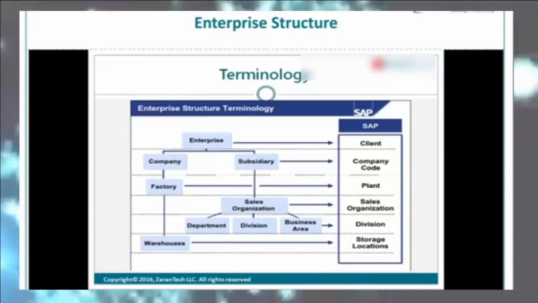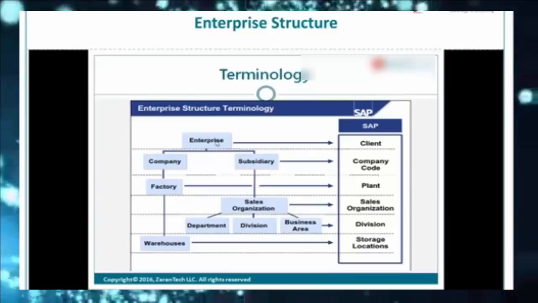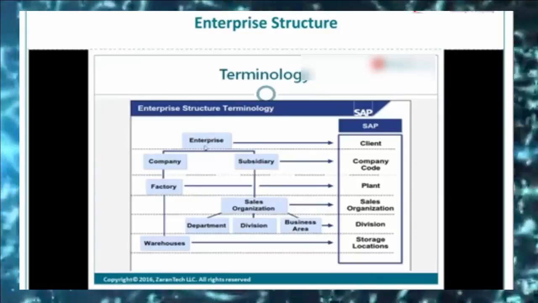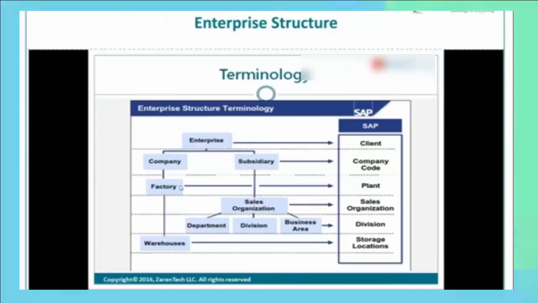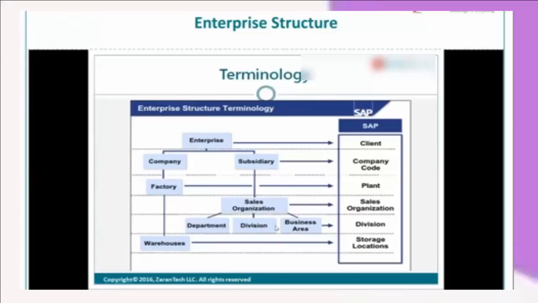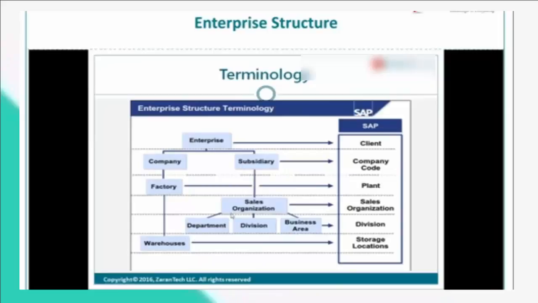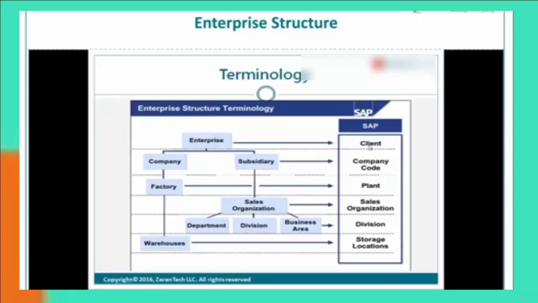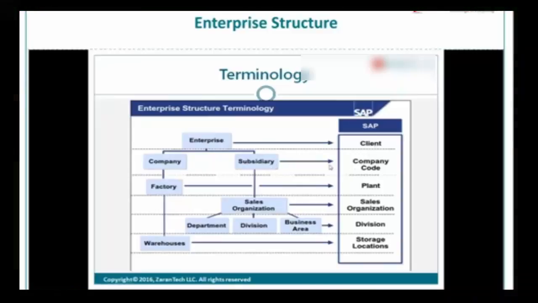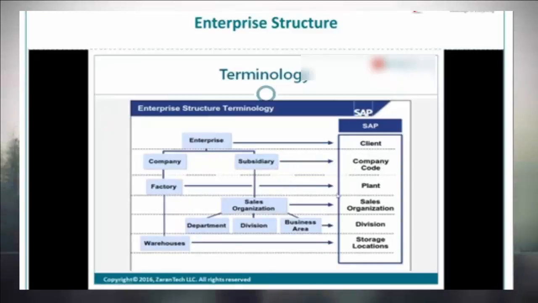In the SAP system, SAP definitions and SAP organization units. Here, enterprise at a client level, company level, sales organization level, likewise department, divisions, and business areas at division levels. Whereas this is the SAP terminology with respect to the enterprise structure. We'll try to understand organization structure and functions. We have enterprise at a client level, and then financial accounting and sales at company code and sales organization level.